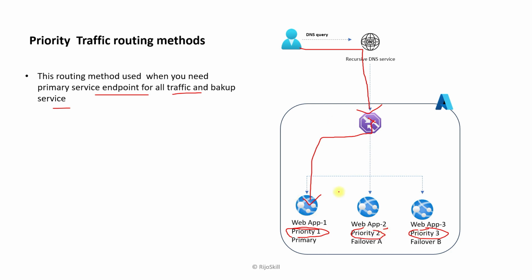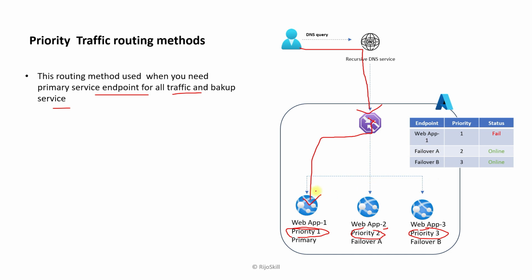For example, you can see here your web app 1 will be down, or anything goes down or you need to maintain it. So what happens? The Azure Traffic Manager will check the next available priority. So now you can see here priority 2 and priority 3. Okay, so the traffic will automatically reach priority 2, because this is the next value.